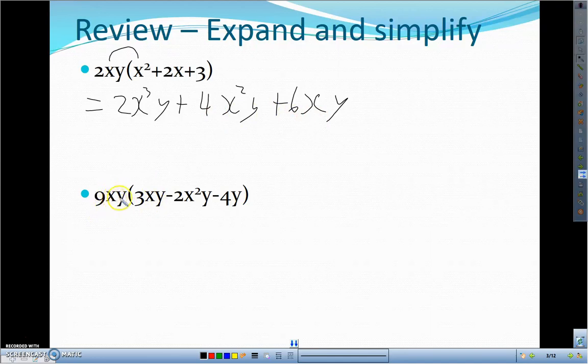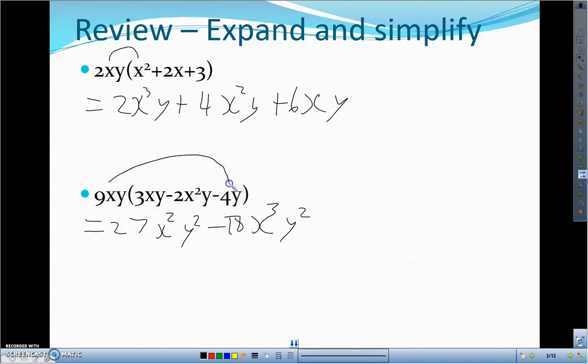We're going to now take a look at expanding and simplifying this expression. This is equal to 9 times 3 is 27. X times x is x squared. Y times y is y squared. 9 times minus 2 is minus 18. X times x squared turns into x to the 3. Now there's 3 x's. Y times y is y squared.